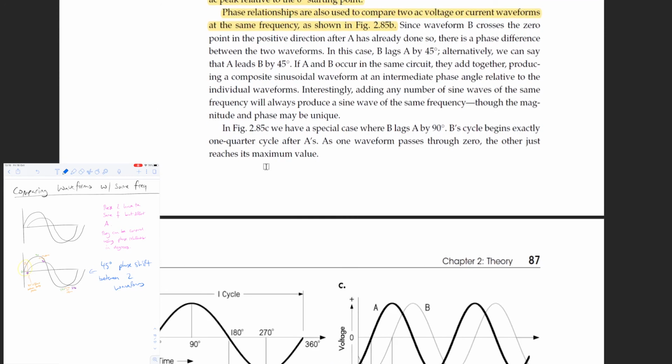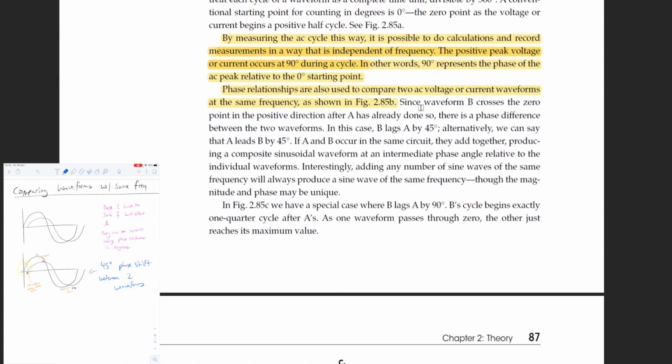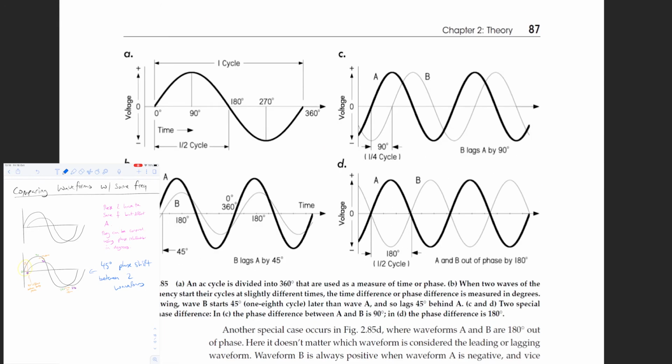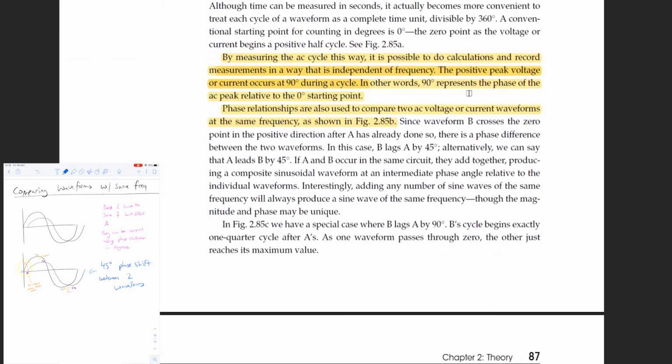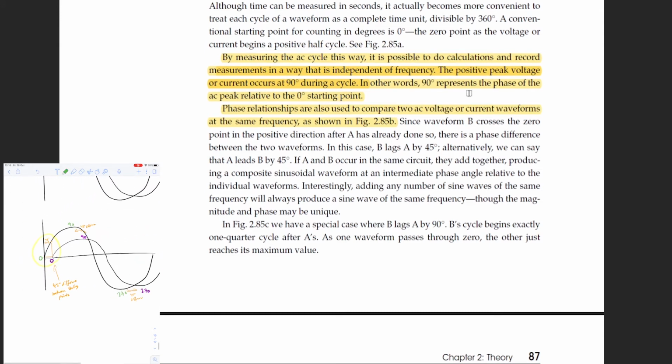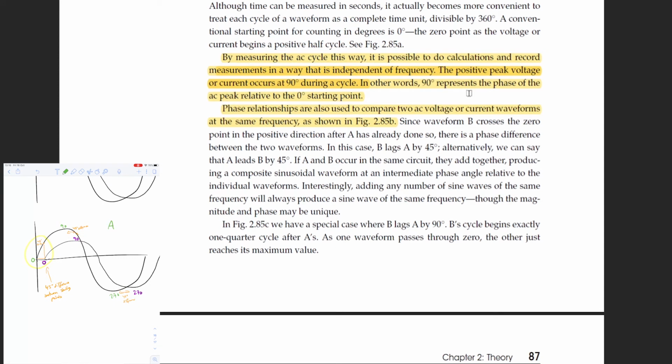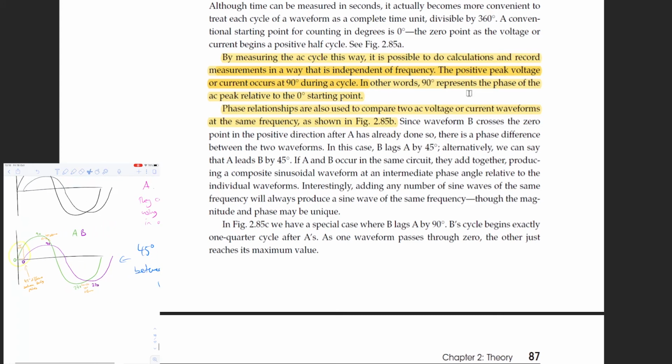All right. Okay, so since waveform B crosses the 0 point in the positive direction after A has already done so, there is a phase difference between the two waveforms. In this case, B lags A by 45 degrees. Okay. So let's do this. A and B. And what we can actually do is make different colors so that we can clearly see they are A and B.